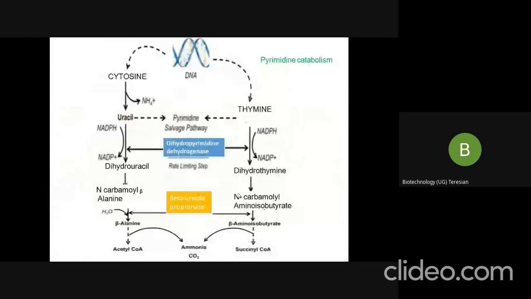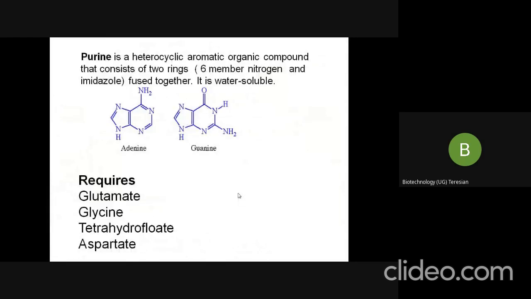Whereas when you come to the purine, you can look at the structure. The purine is a heterocyclic aromatic organic compound that consists of two rings, a six-member nitrogen ring, same as that in your pyrimidine, and also a five-membered imidazole ring, which are fused together to form adenine and guanine. Whether it is your RNA or DNA, it is only adenine and guanine. So this requires the formation of glutamate, glycine, tetrahydrofolate, and aspartate.